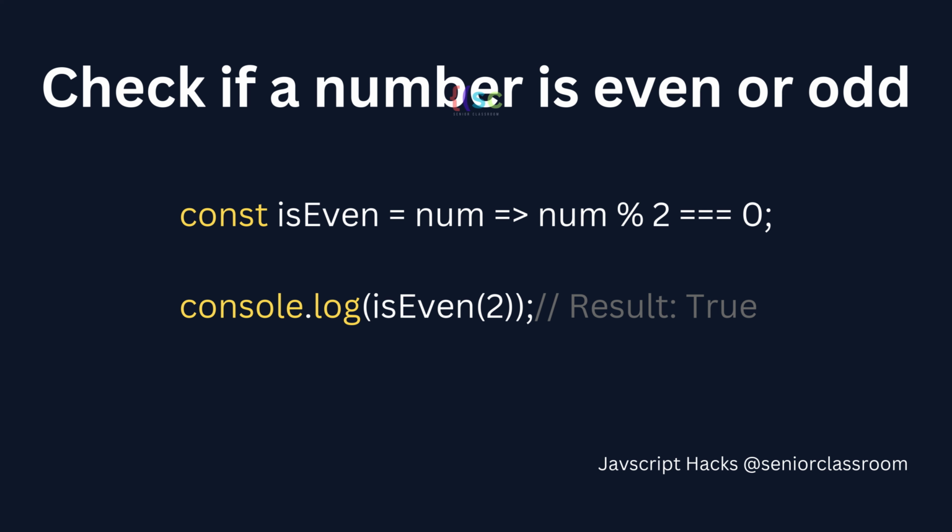This JavaScript function isEven takes a number num as an argument and checks whether it's even. The modulus operator is used to determine the remainder when the number is divided by 2. If the remainder is 0, the number is even, and the function returns true. If not, the number is odd, and the function returns false. The example checks if 2 is even, resulting in true.